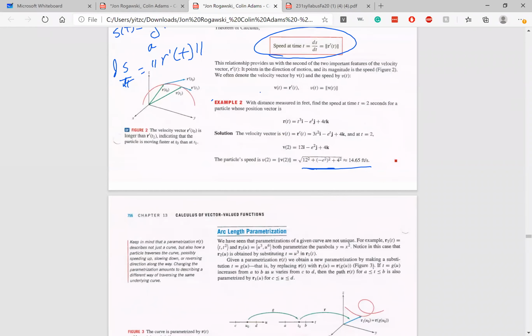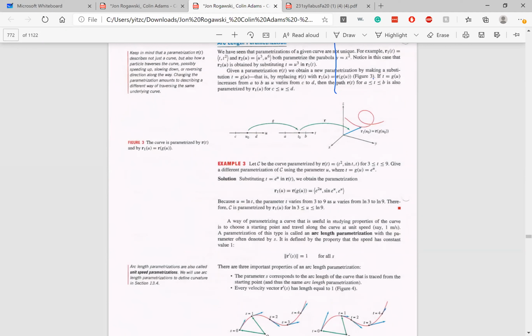Here is an example. If you have a curve and it's parameterized like this, we want a new parameterization where now t is going to be e to the u. So you just plug it in. I'm not going to go through this, but you just plug it in, e to the u squared, and the 2 comes down, and then e to the u because there's a t in it.